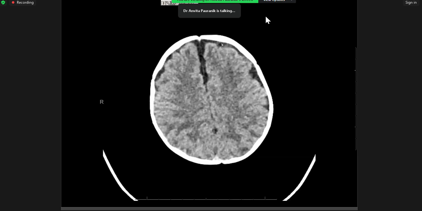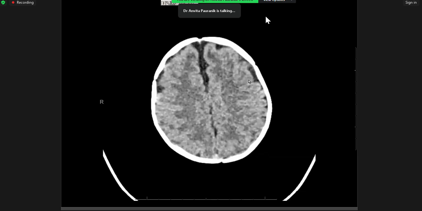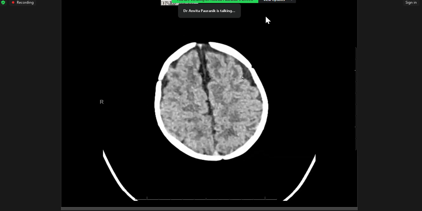And do you think there could be some cortical anomaly here? Like if we were to do MRI, do you think this could be a little bit smooth or something to do with the cortex here?